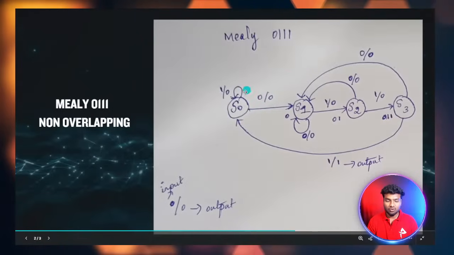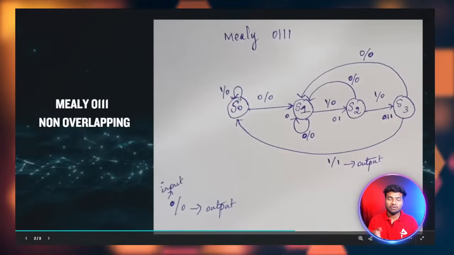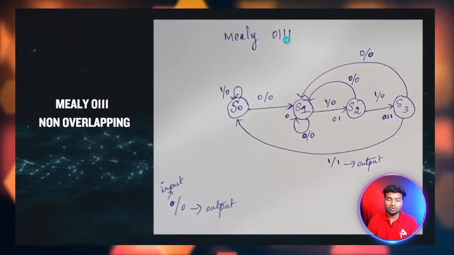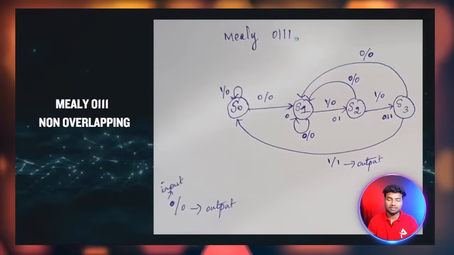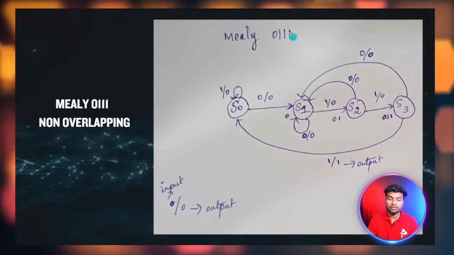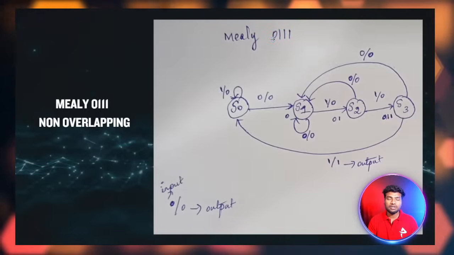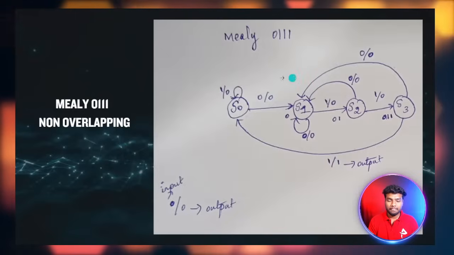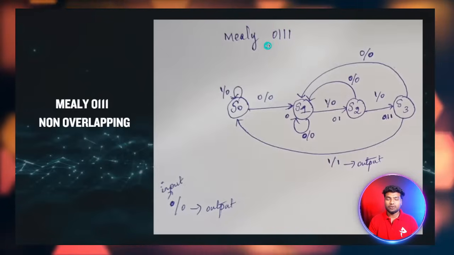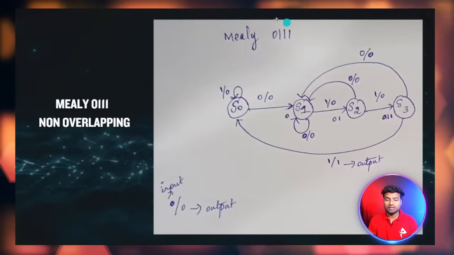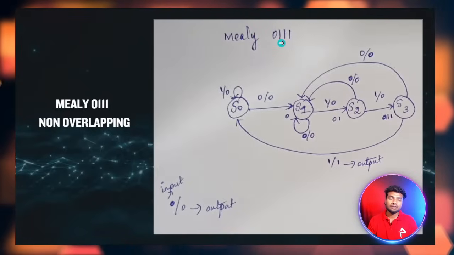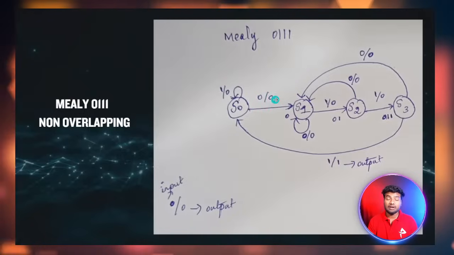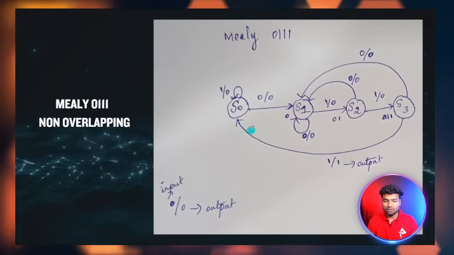Okay, so I want to detect the sequence 0 1 1 1. So this is my sequence 0 1 1 1, and I want to detect it. I will continuously be getting binary inputs, one by one. Once I get this sequence, I will give the output as 1. This is the working of an FSM, or sequence detection.